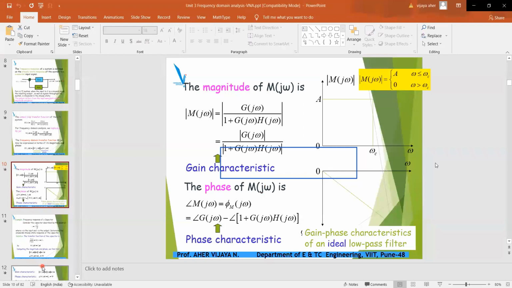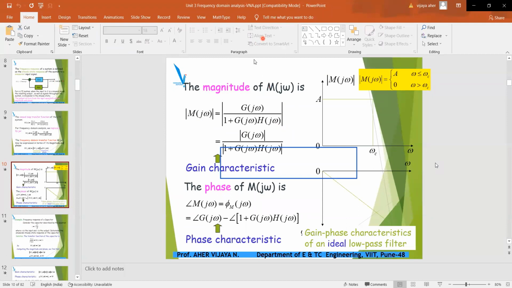how to calculate magnitude? In frequency domain analysis, the magnitude of M(jω) is given by this equation. Magnitude is nothing but you have to take the mod of this. So how to take the mod of this? Mod M(jω) is equal to the mod of this transfer function. So what is the transfer function? Mod of G(jω) divided by 1 plus G(jω) into H(jω). Okay. So you can write this equation.